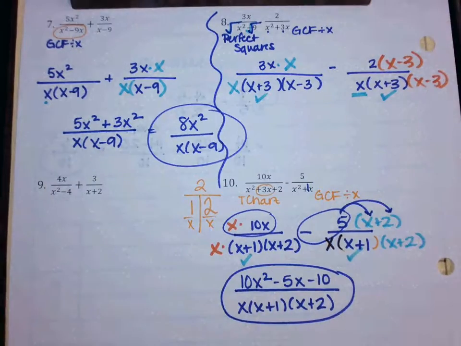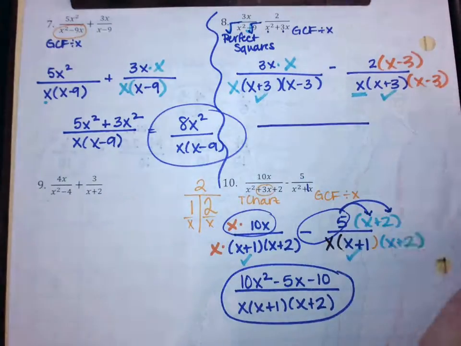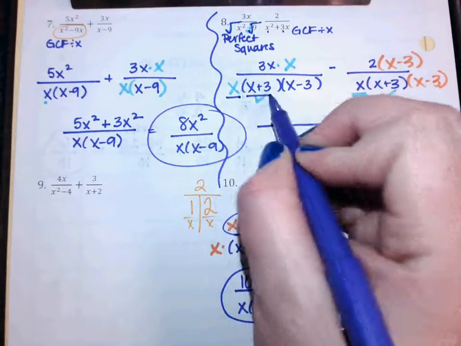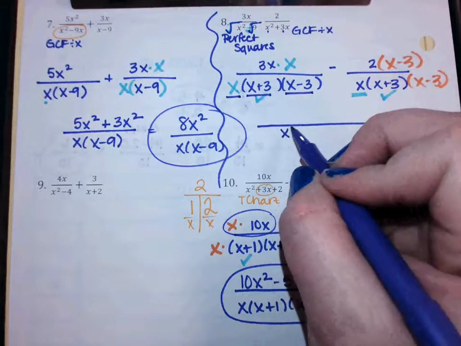Now, again, I think I said this earlier, but just in case you forgot, it doesn't matter if you write the bottoms in the exact same order. As long as the same factors are there, it doesn't matter. Okay, so one big fraction here. I have an x plus 3 and an x minus 3 across the bottom.